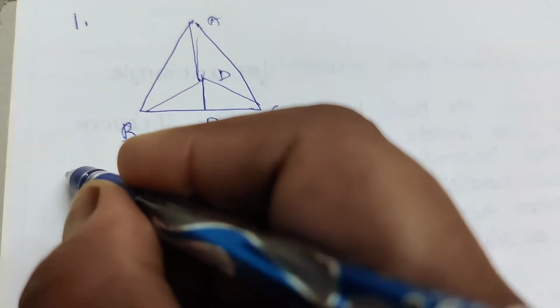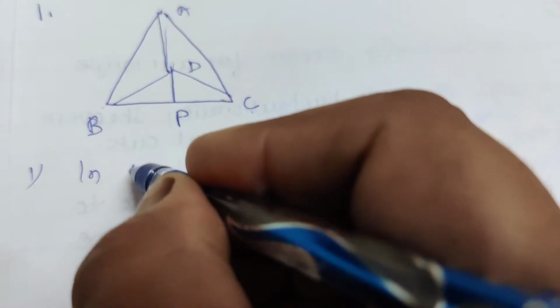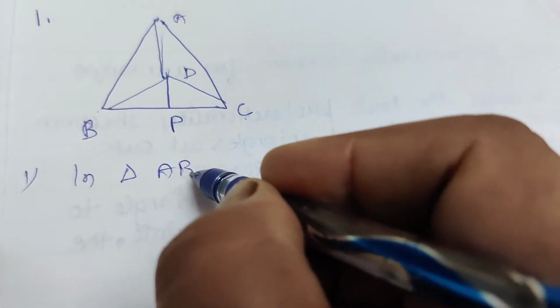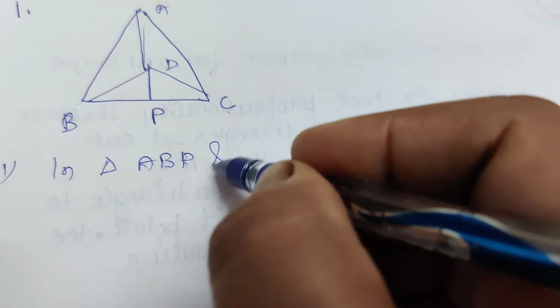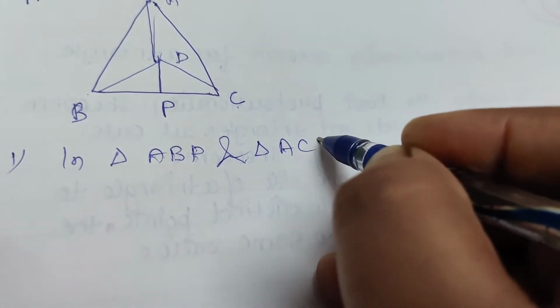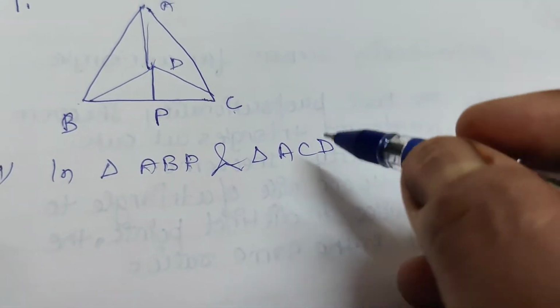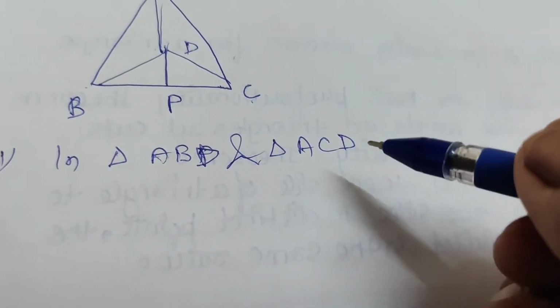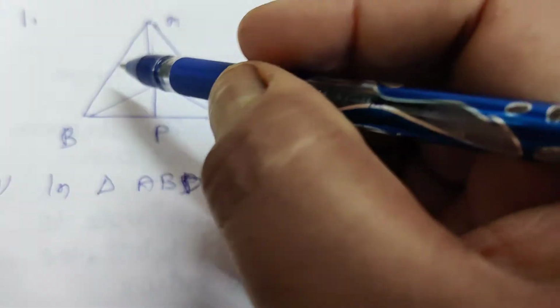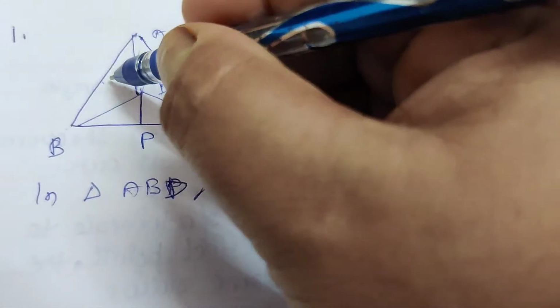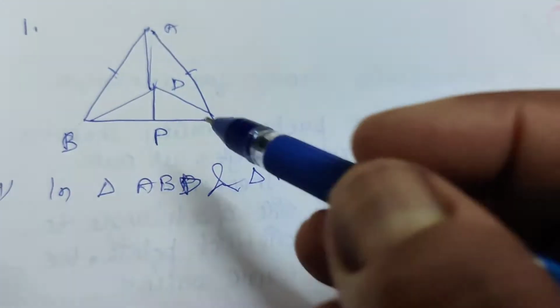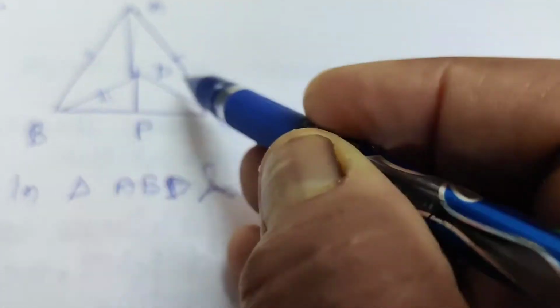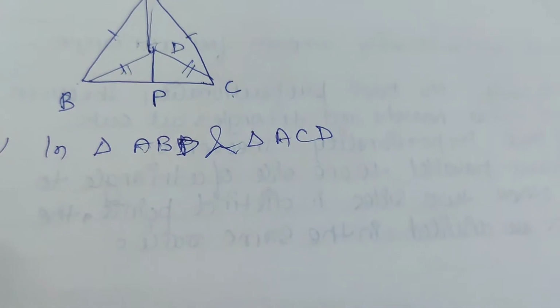Okay. First one, in triangle ABD and triangle ACD. First, ABC is an isosceles triangle. Therefore, AB equal to AC. And BDC is also an isosceles triangle. Therefore, BD equal to CD. And third, AD equal to AD, common.